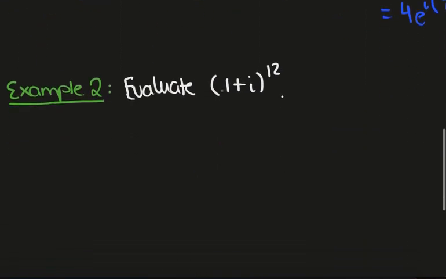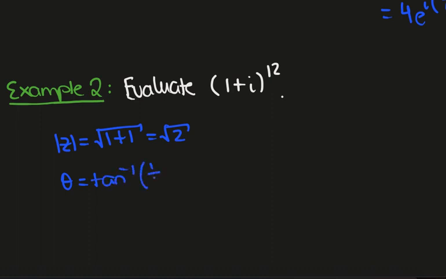So here we have: evaluate 1 plus i to the 12. This is the real power of polar form. So we'll write 1 plus i in polar form. The modulus is the square root of 1 plus 1, which is the square root of 2. And the argument is arctan of 1 over 1, which is pi on 4.